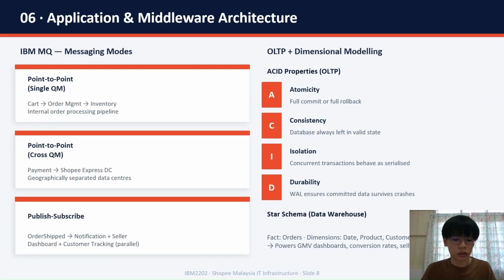Hi, my name is Sam Jing Hong, and I will be taking on the parts application and middleware architectures, ethics and standards, and summary of this video. So let's start from application and middleware architectures.